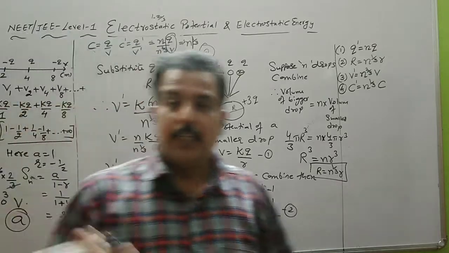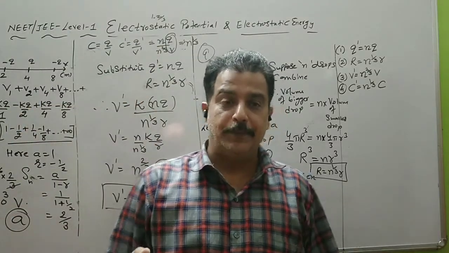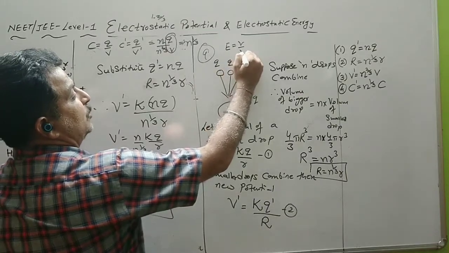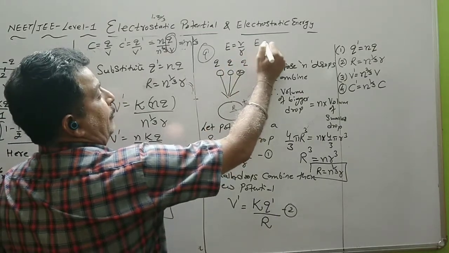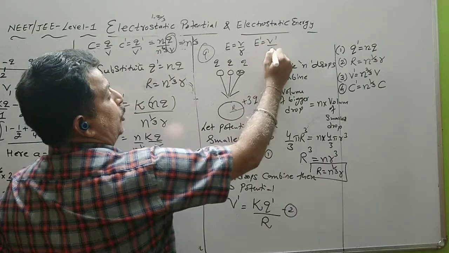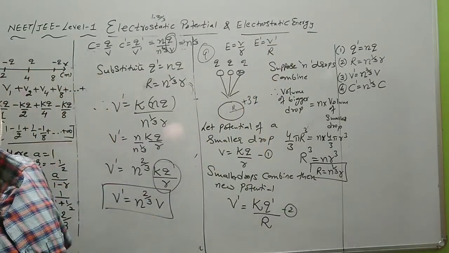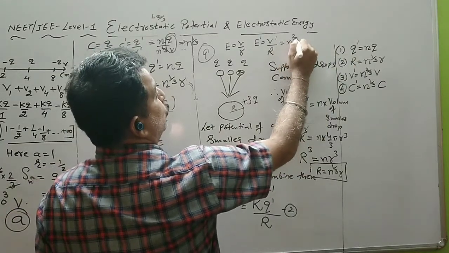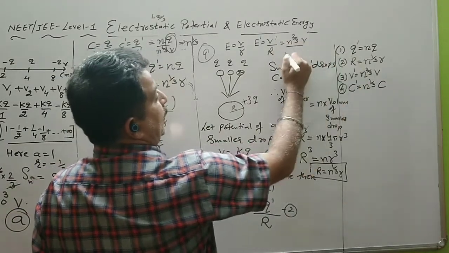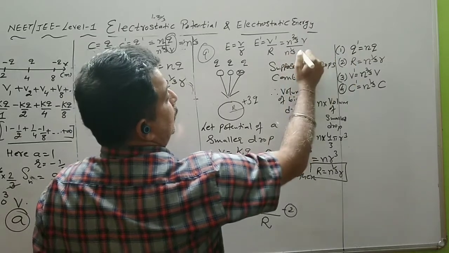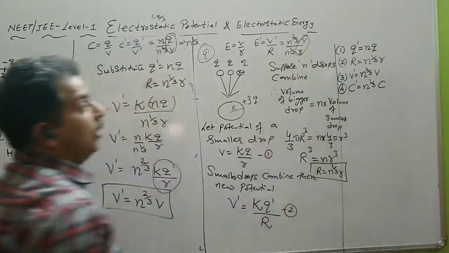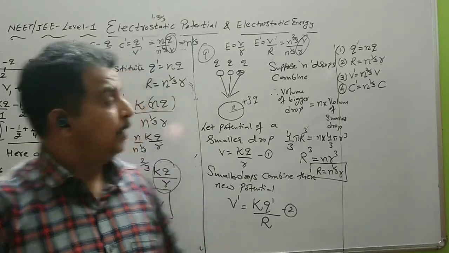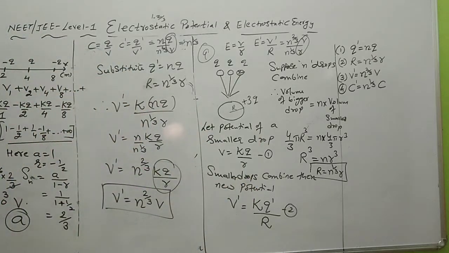So if this sphere has a capacitance, this is the formula. Electric field can be written as V upon R. So if I want to write down the initial field, it is V by small r. Final, V dash upon capital R. Now in the place of V dash, I will write n raised to 2 by 3 V. In the place of R, I will write n raised to 1 by 3 into small r. This is initial. So 2 by 3 minus 1 by 3, that becomes n raised to 1 by 3 times. So you do this calculation.